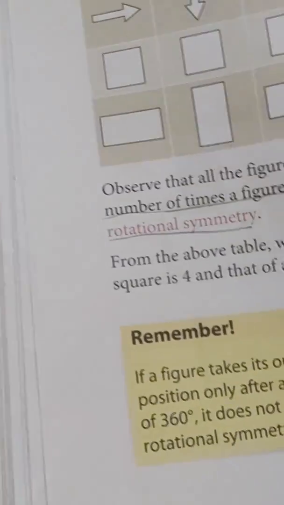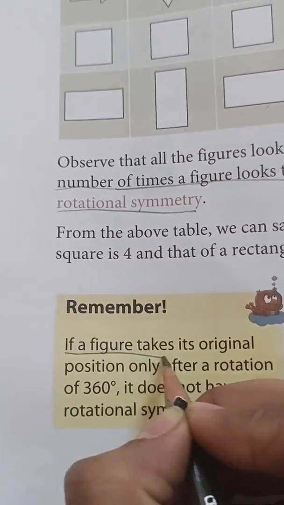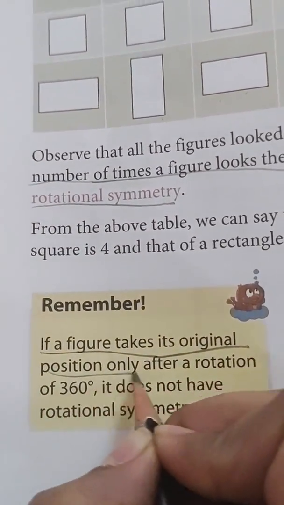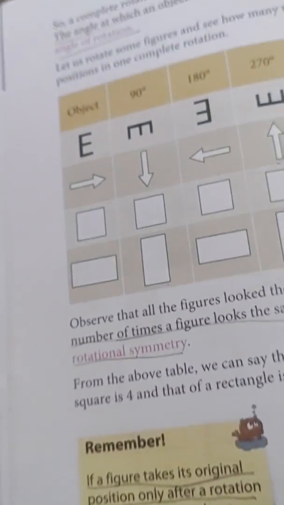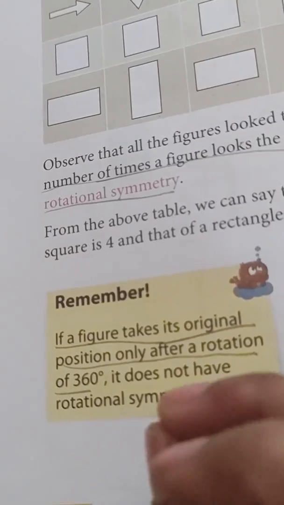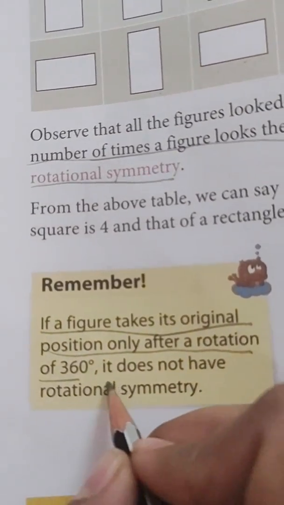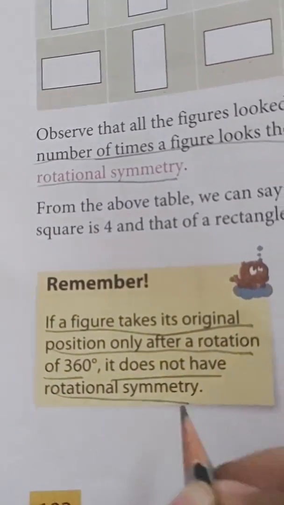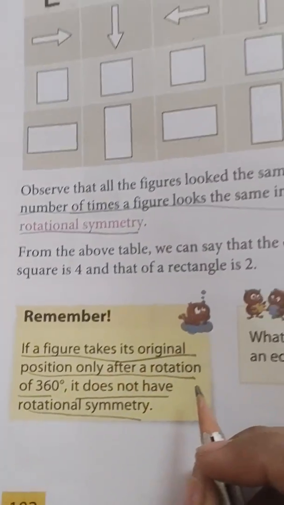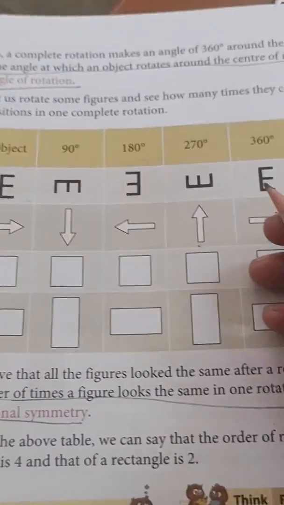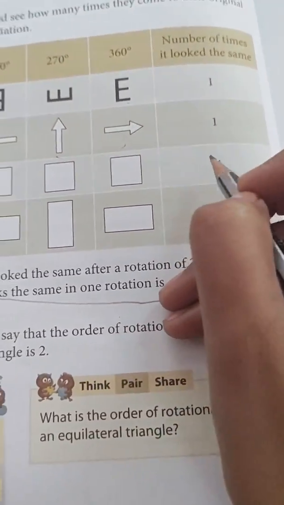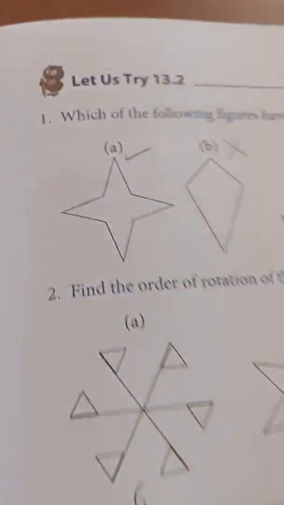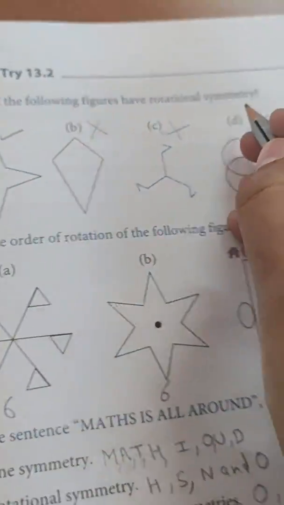One more thing that you have to remember: if a figure takes its original position only after a rotation of 360 degree, meaning only one time it will look the same, after 360 degree it does not have rotational symmetry. The figures that look the same only one time, that too at 360 degree, will not have an order of rotational symmetry. So here, which of the following have rotational symmetry?